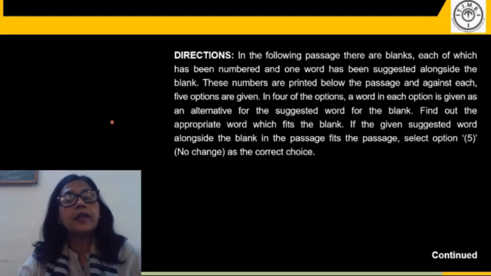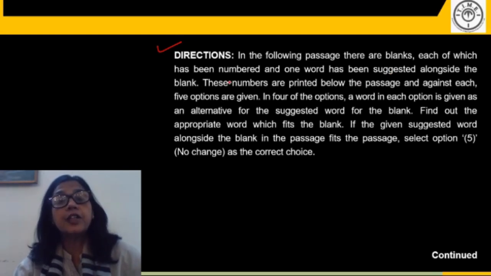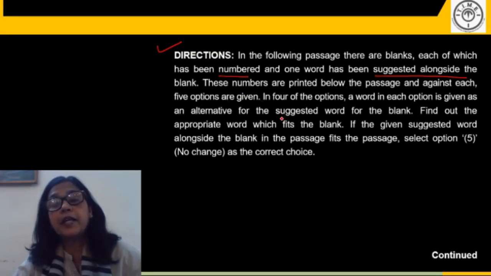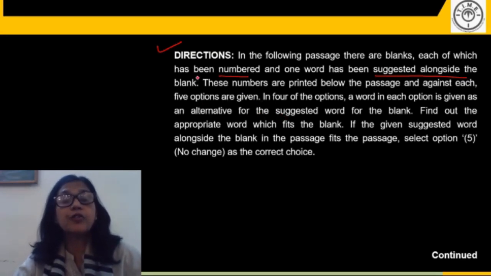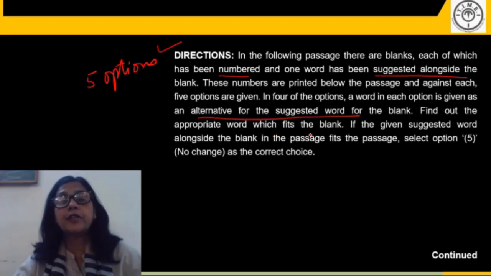Now let's see here. It says, in the following passage, there are blanks, each of which has been numbered and one word has been suggested alongside the blank. So the blanks are numbered as well as some words have been suggested alongside the blank. Now these numbers are printed below the passage, and against each, 5 options are given. So for each blank you have got 5 options. In 4 of the options, a word in each option is given as an alternative for the suggested word for the blank. Find out the appropriate word which fits the blank.